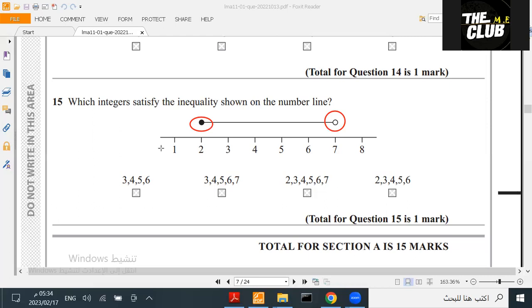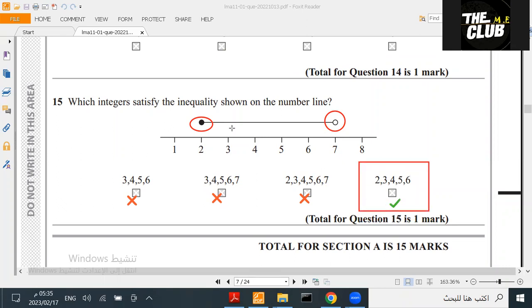I'll check like this. This one doesn't have 2, wrong. This one doesn't have 2, wrong. This one has 2, this one has 2. Then 7: 7 should not be included. If it is included, it is wrong. So the answer is the last one, which is 2, 3, 4, 5, 6, because 7 is not counted since it is an open circle. Okay, that's the idea of this question. So this is the answer.